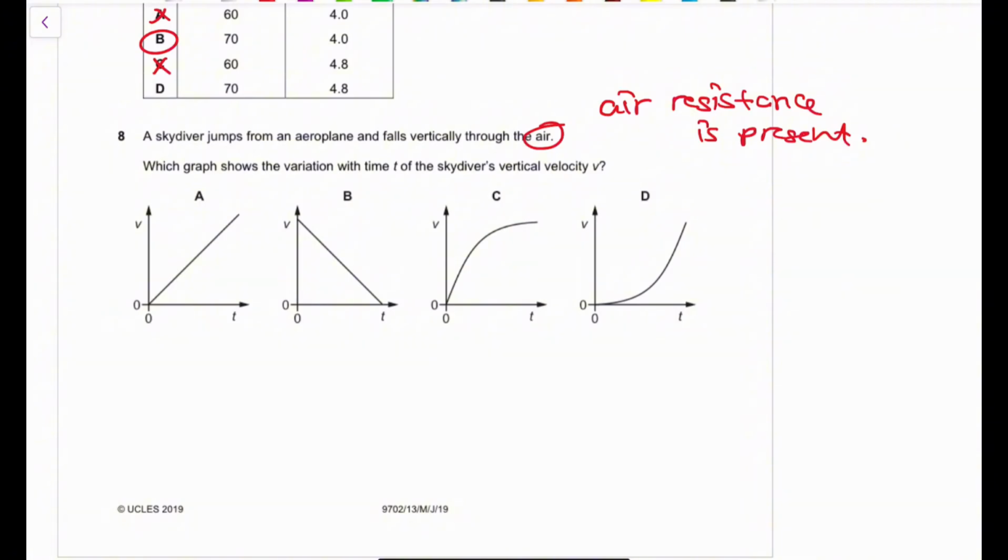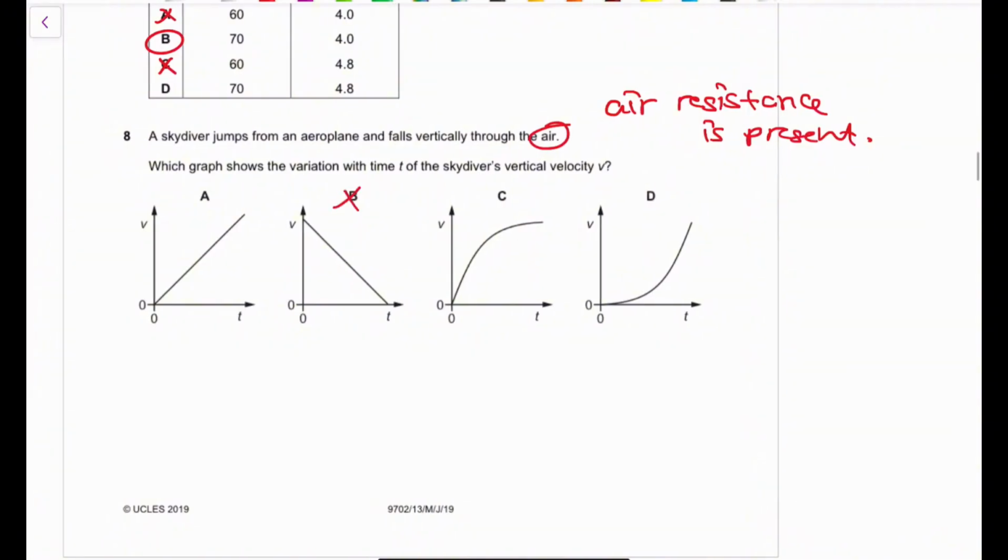But the skydiver is stationary at the aeroplane, right? So the skydiver cannot be starting with a velocity initially. It doesn't make sense. So B is already wrong because it's already starting with a certain velocity. They are literally standing on the aeroplane before they jump. So they can't already have a velocity. They have to build up that velocity, right? So B is going to be wrong.